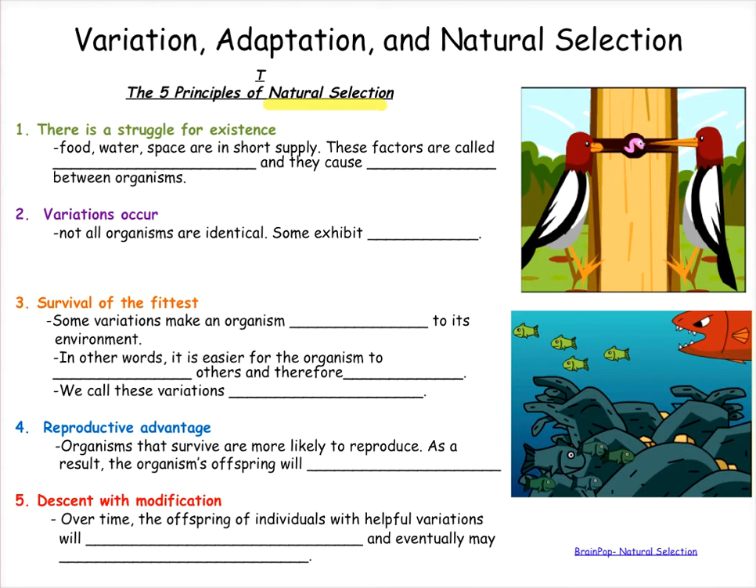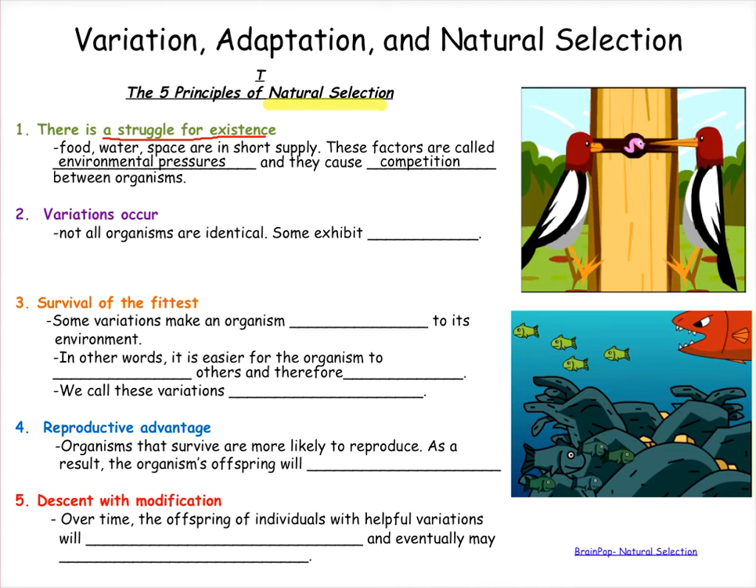Okay, so we'll start with the first principle, which is within any population, in any environment, there is a struggle for existence. In other words, all the resources that organisms need, like food and water and space, are in short supply. We call these factors that are in short supply environmental pressures, because they put pressure on the population of organisms, causing competition between them.